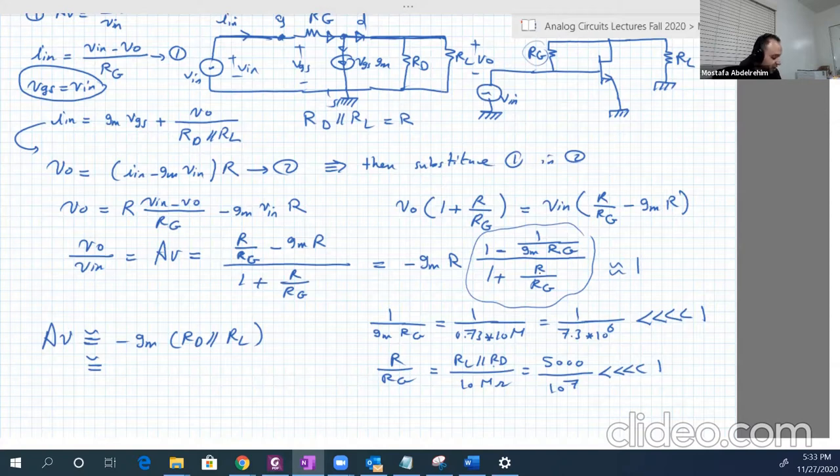So what would be AV? Yeah, 0.73 multiplied by 5 kilo ohms. Remember, this is milli ohm.